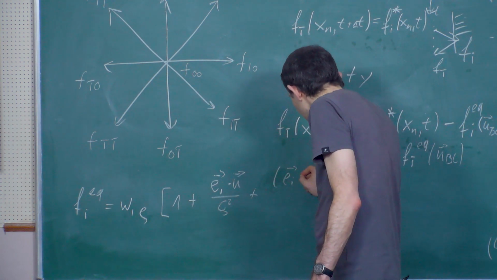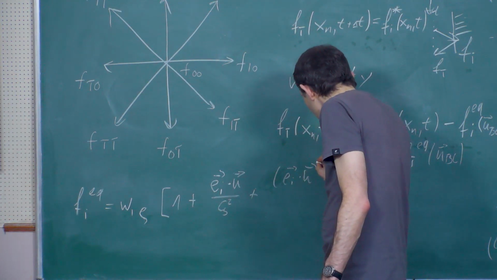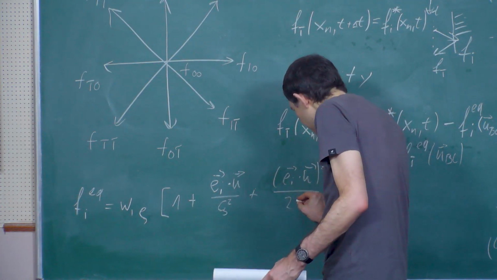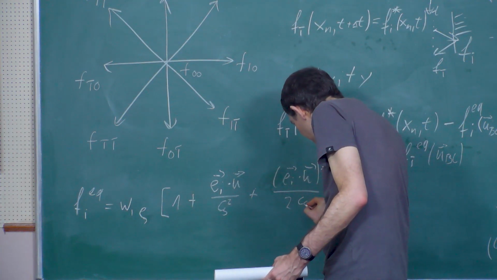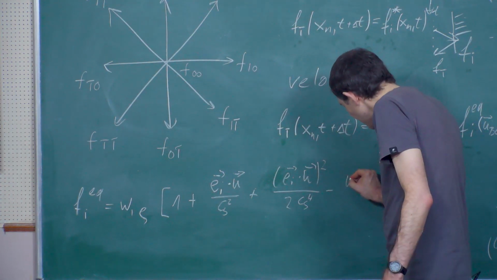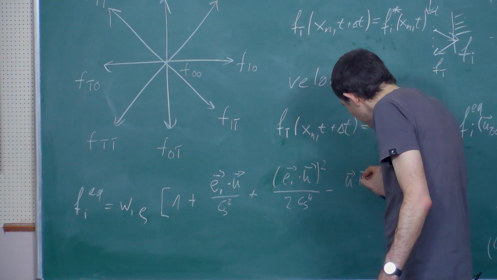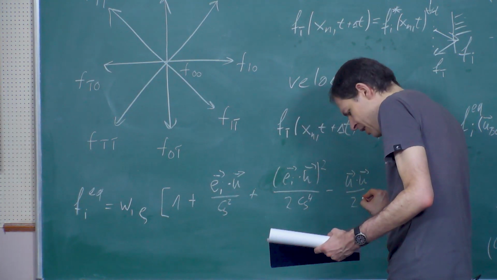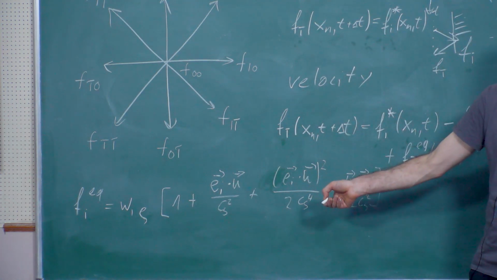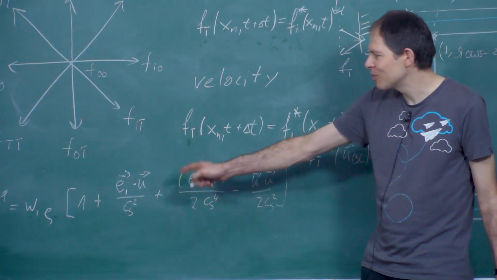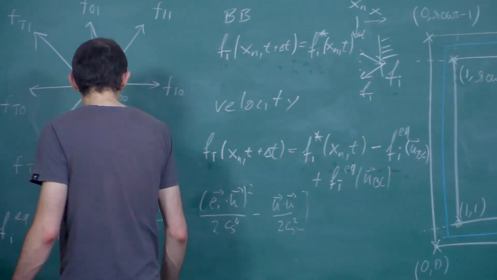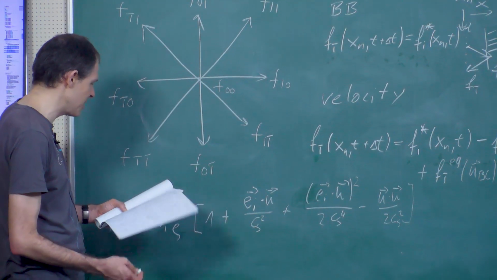e_i times u squared, this squared, divided by 2 c_s to the power of 4, minus u times u divided by 2 c_s squared. So never mind that these are all dimensionless velocities, therefore never mind that this is not dimensionally consistent. So I've now spent all of my space here already.